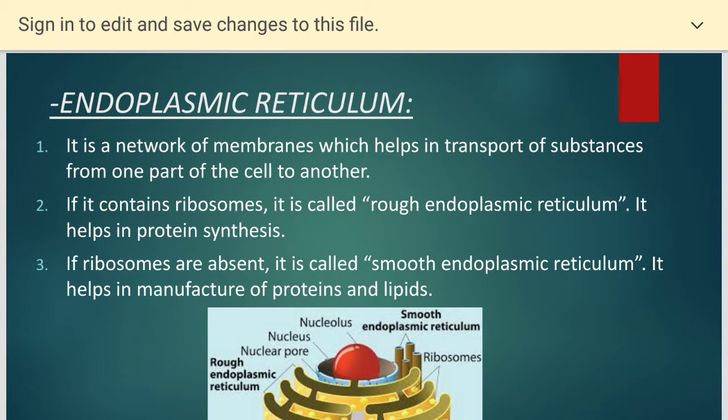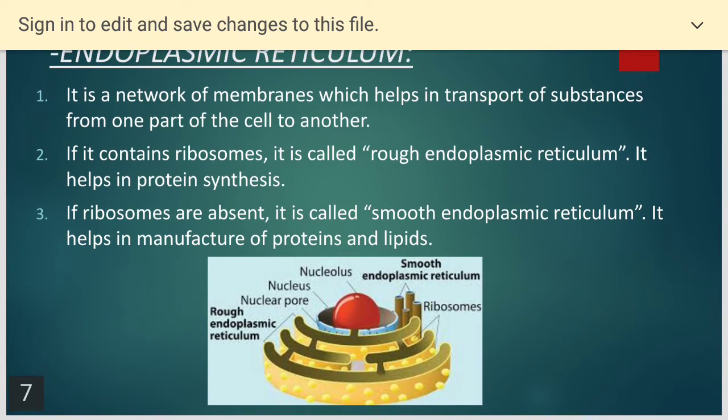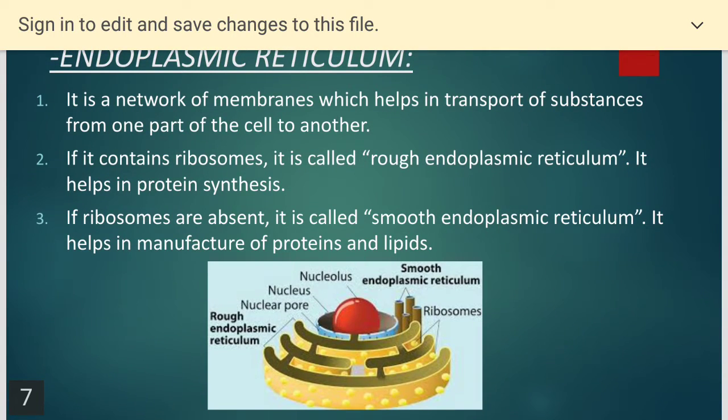Now the next cell organelle is endoplasmic reticulum. As you can see in the figure, it is a network of membranes which helps in the transport of substances from one place to another. It is of two types. If it contains ribosomes, it is called rough endoplasmic reticulum and it helps in protein synthesis, in the formation of proteins. And if ribosomes are absent, it is called smooth endoplasmic reticulum and it helps in the manufacture of proteins and lipids.